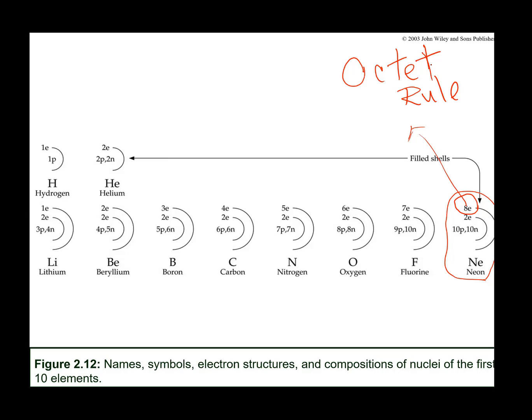So the next rule is that if any element has a completed outer shell, it's going to be stable in addition to the Octet Rule. So do you see that neon has 2 shells, and the outer shell, shell number 2, can only accommodate 8 electrons? It has a completed outer shell, so it's more stable.